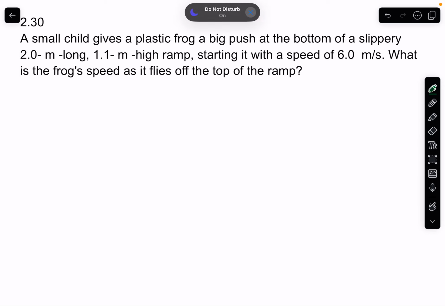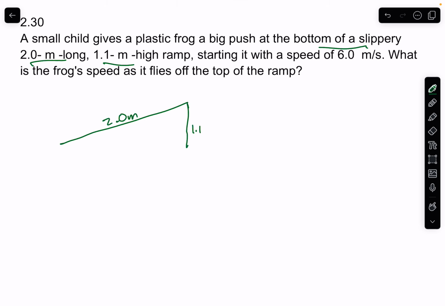Okay, a small child gets a big push at the bottom of a slippery ramp that is 2 meters long and has a height of 1.1 meters. We give him a speed of 6 meters per second. The question is, what is his speed at this point?